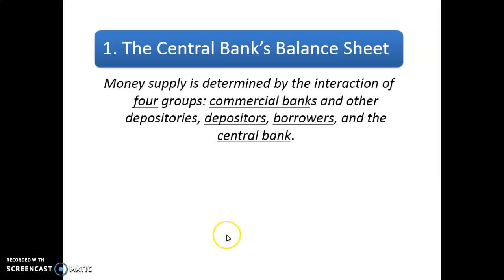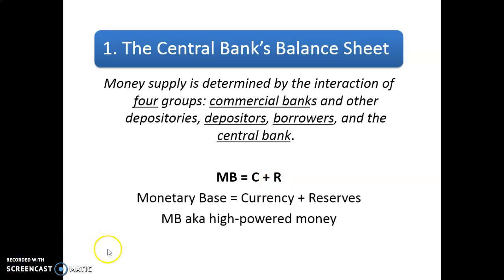A key point of this chapter is money supply is determined by the interaction of four groups: commercial banks and other depositories like credit unions, depositors, borrowers, and the central bank. This is the monetary base equation. Monetary base equals currency in circulation plus reserves. Monetary base is also known as high-powered money.